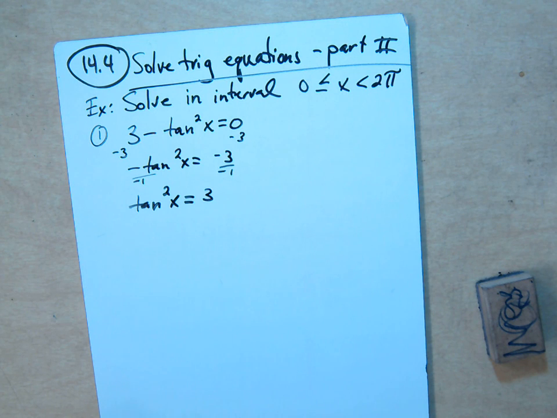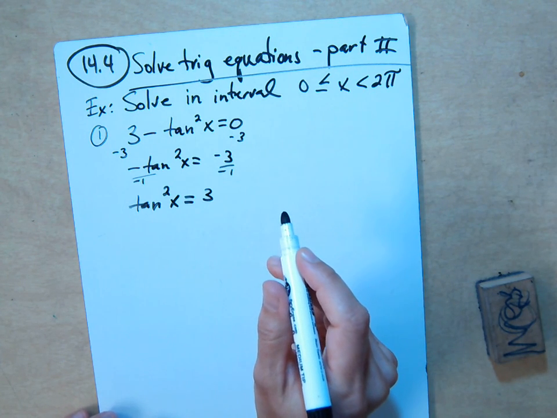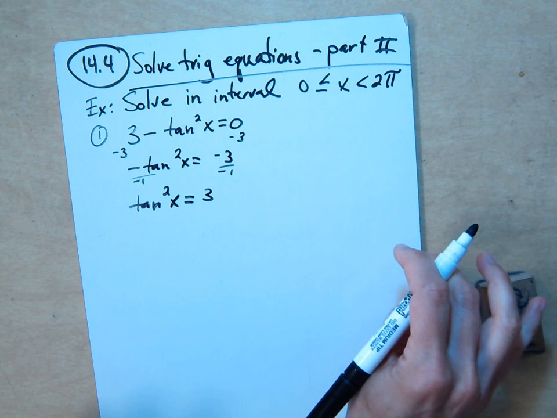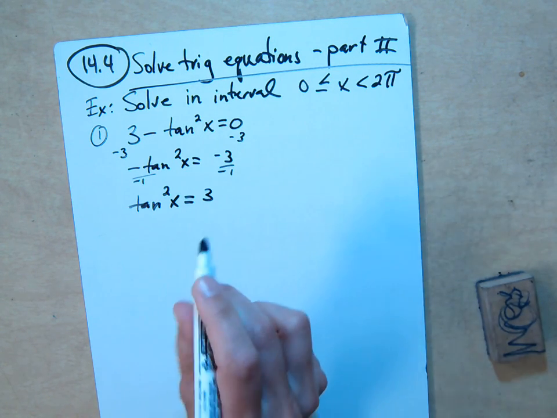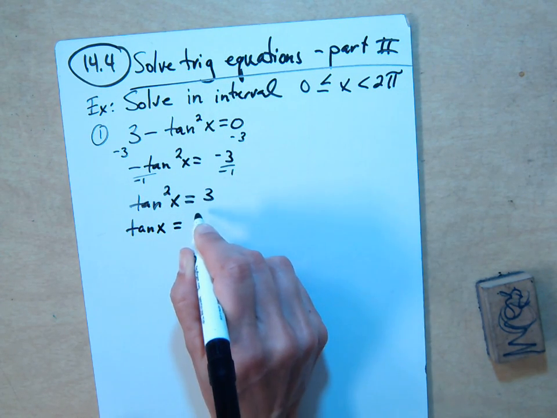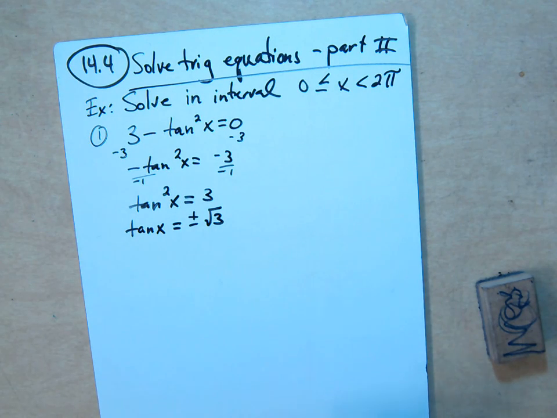And now you do the same thing as you would if you were solving for x squared. If it said x squared equals 3, what would you do to solve for x? Square root. You take the square root. So the tangent of x is the square root, but it's plus or minus root 3. And now we're talking trig here. We need both plus or minus root 3 here. We have to consider all of that.